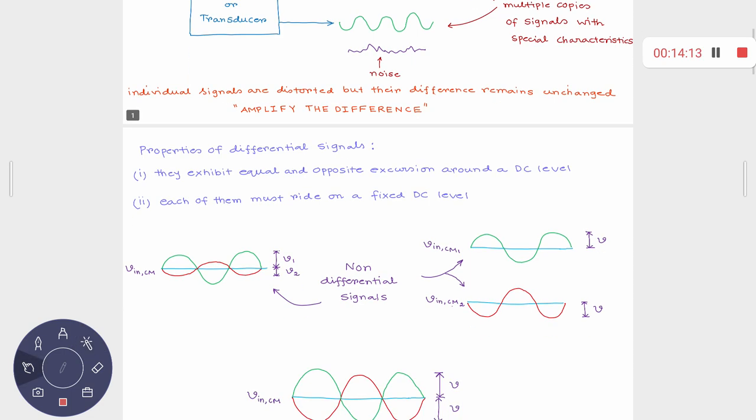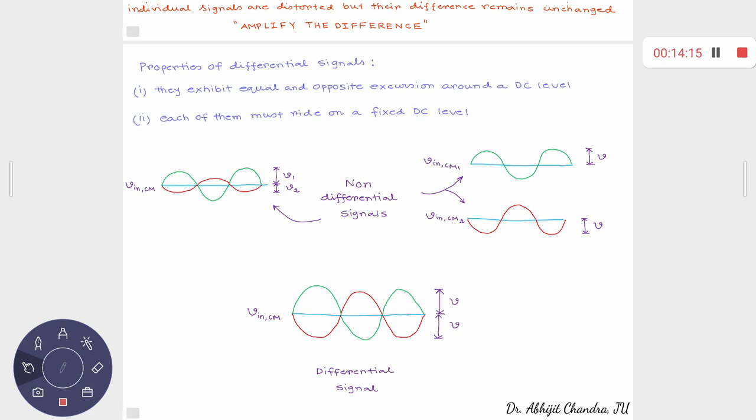Now come to this signal. Now this signal, the third one, what I find is they are riding on a fixed DC level, right? And they have equal and opposite excursion. So out of these three, I can only say that my last pair of signals is the differential signal. Right. So therefore, a differential signal is not a single signal, it's a pair of signals.